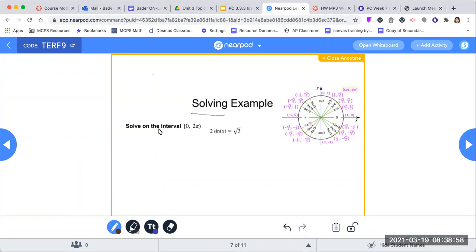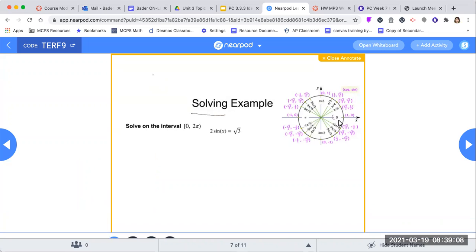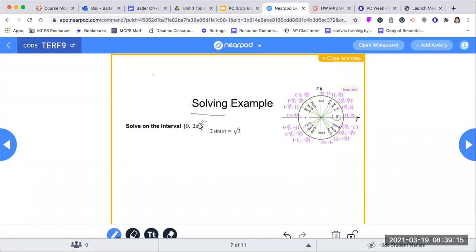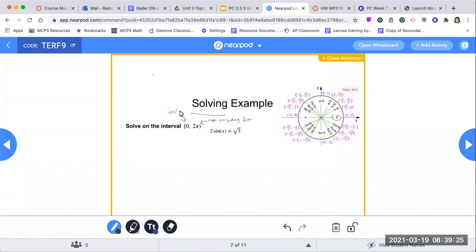So here's a solve on the interval from 0 to 2 pi. That means get all the answers. Think about it as getting all the answers on the unit circle from 0 radians, including 0, all the way around the circle to 2 pi, but not including 2 pi because that's an open brace there. So not including 2 pi, but we do include 0. It's a hard bracket there.